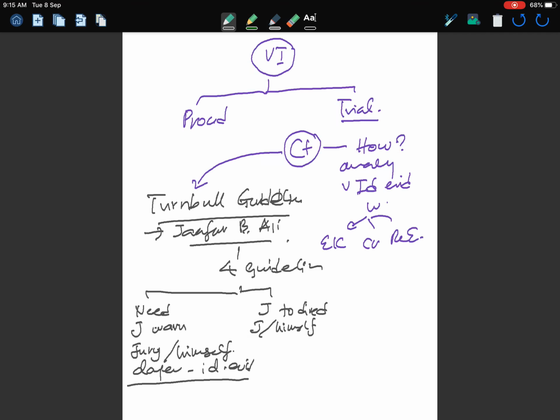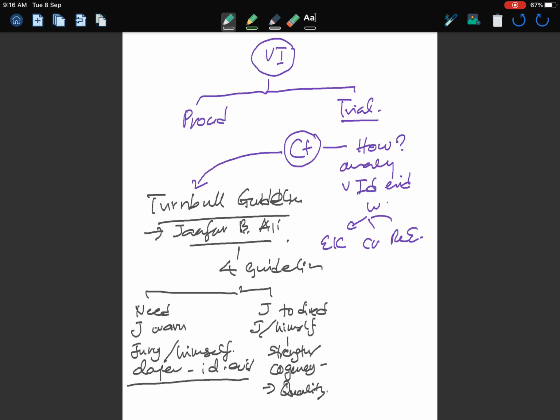Number 2, the second guideline is that there is a need for the judge to direct the jury or himself to examine matters that reflect the strength or cogency of the evidence. This is what we talk about as the quality assessment. Now, what it means is that the judge has to look for facts which reflect strength or cogency.